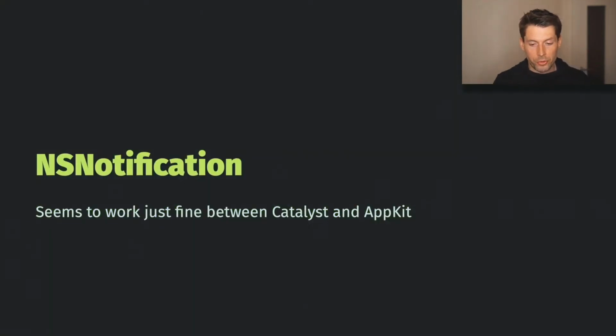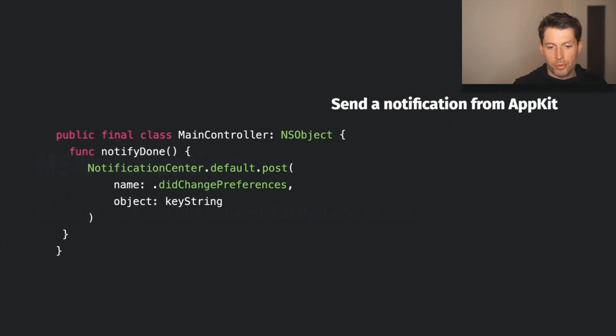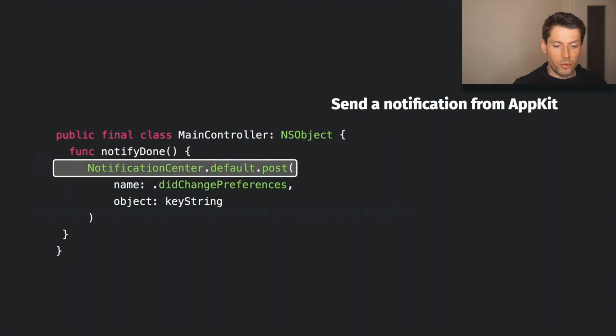Another thing you can do is just use NSNotifications, which in my opinion also works well. I personally prefer the delegates, but I played around with this and it worked well. And here's just an example. Obviously, you know how to send a notification, but here on the AppKit side, we are just using NSNotificationCenter. We post something, it arrives on UIKit.